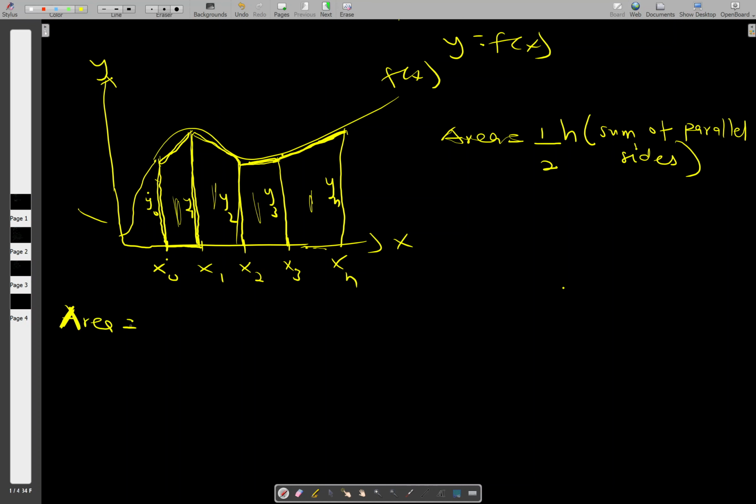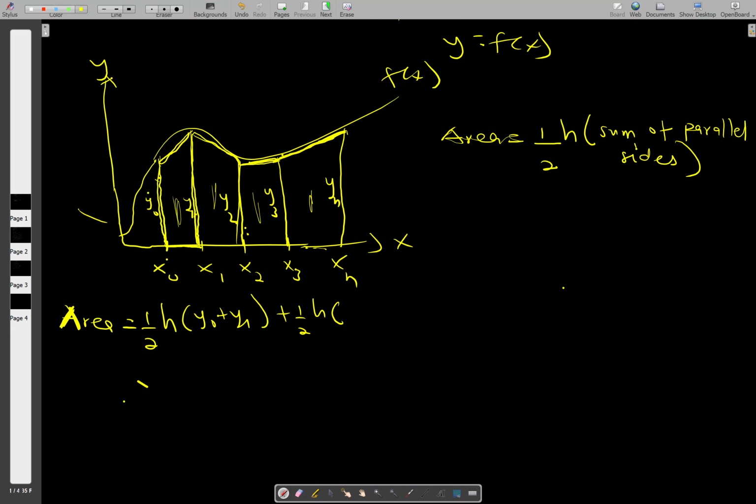So from this figure, the area is half times the height. The height is unknown, so let it be h. First, let's find the area of the first trapezium. Realize that y1 is parallel to y0, so that will be half times h times y0 plus y1, plus the area of the second trapezium. Y2 and y1 are parallel to each other, so we have half times h times y1 plus y2.